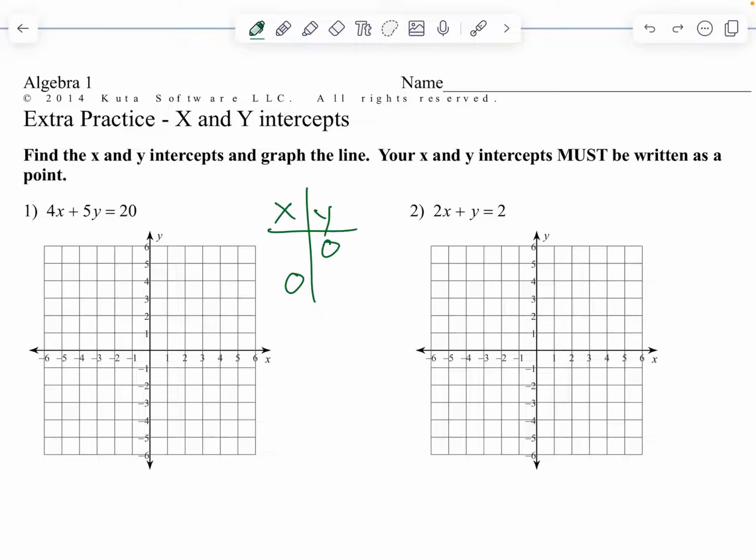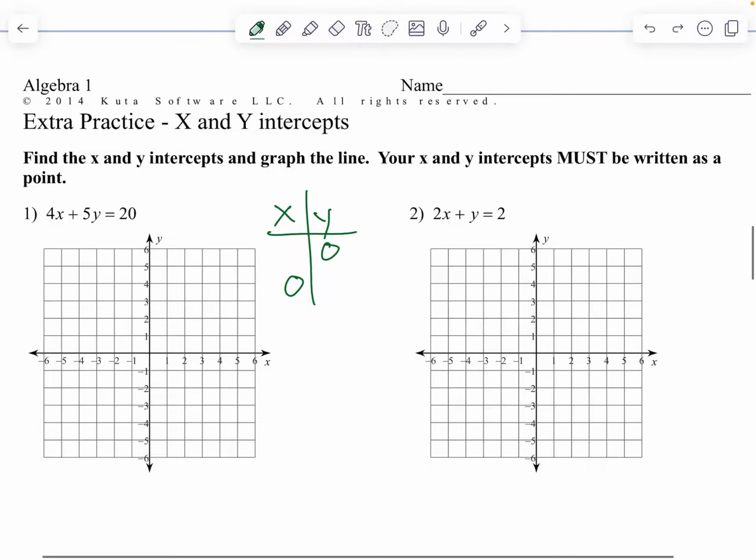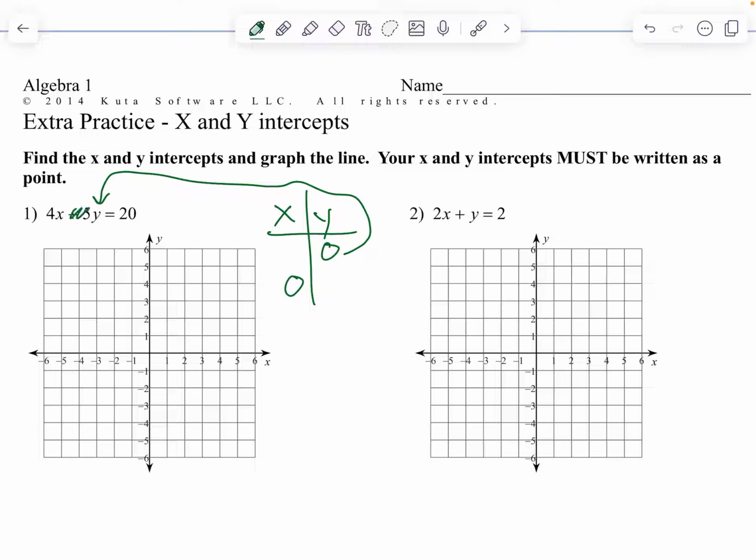So the way you do this is really simple. You should be able to do this in just a few seconds once you get the hang of it. You simply substitute a 0 in for whichever variable you're trying to figure out. So if I'm trying to find the x-intercept, I'm going to substitute a 0 in for the y into that equation. And when I do that, it gives 5 times 0 in there, which basically disappears. And then you just solve the leftover equation there.